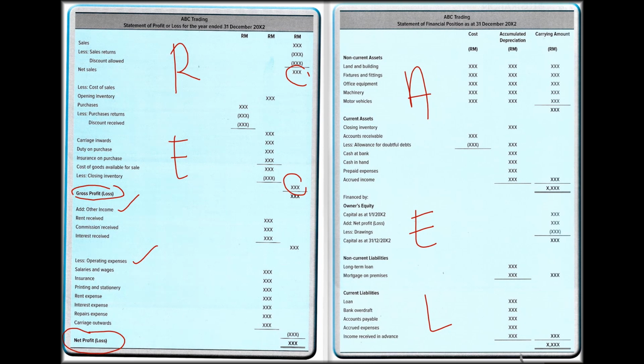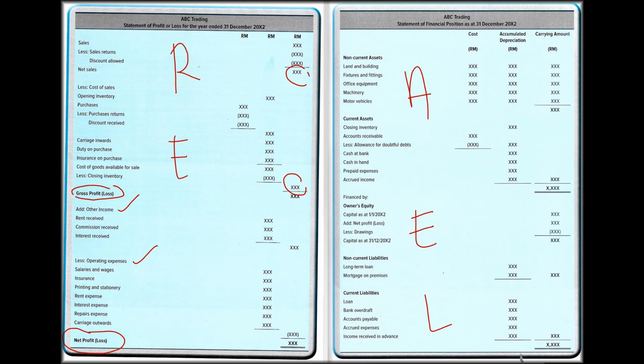What are the examples of operating expenses? The expenses are not limited to these examples only. From this example, we have salaries and wages, insurance, printing and stationery, rent expense, interest expense, repairs expense, and carriage outwards.